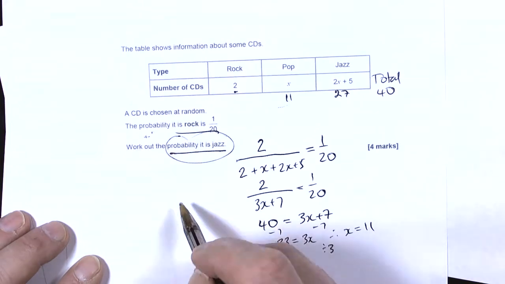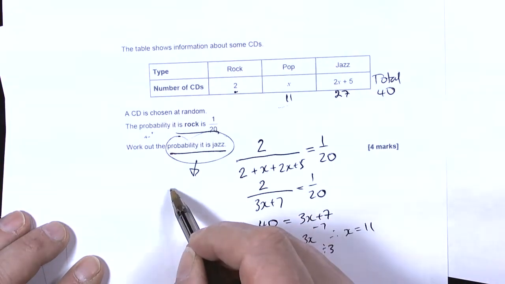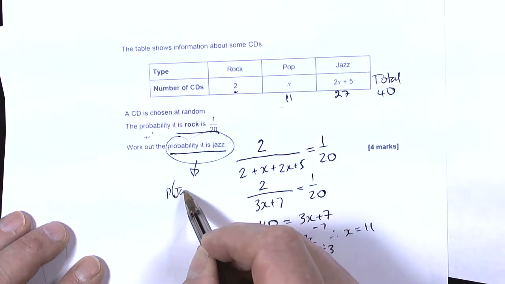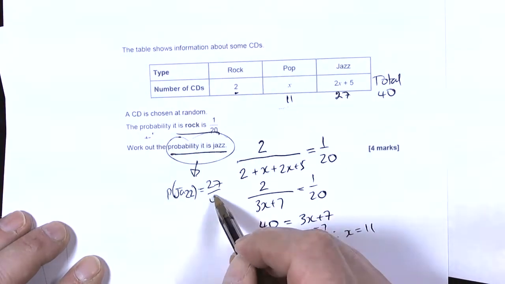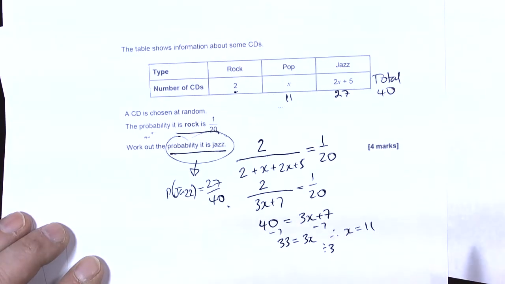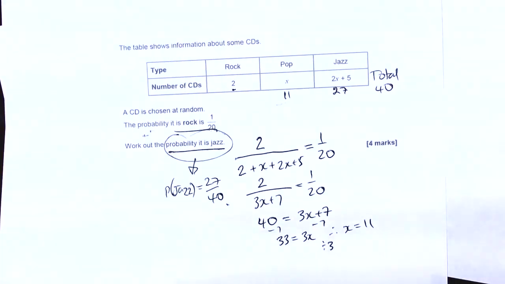So the question says, what's the probability of jazz? And the probability of jazz then is going to equal 27 out of 40. Okay, so that's how that question could have been sorted.